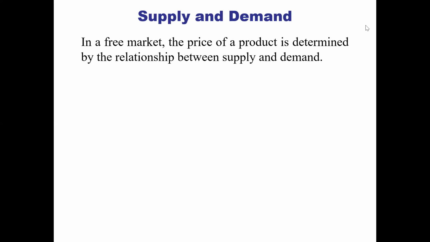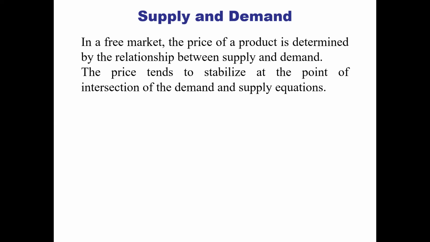All right, so the next thing we're going to talk about, and it should be the last one, is supply and demand. In a free market, the price of a product is determined by the relationship between supply and demand. The price tends to stabilize at the point where the demand and supply equations intersect. So if you drew them, they would intersect at some point, and that's where they stabilize.